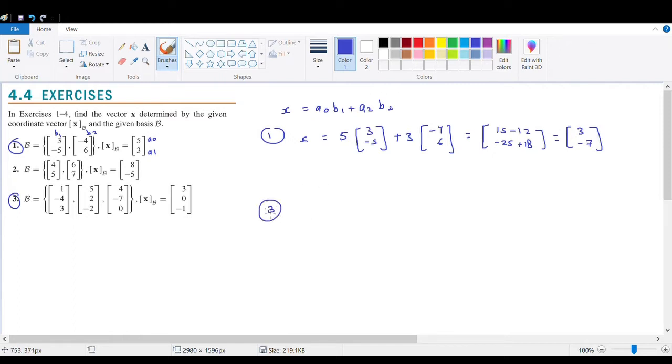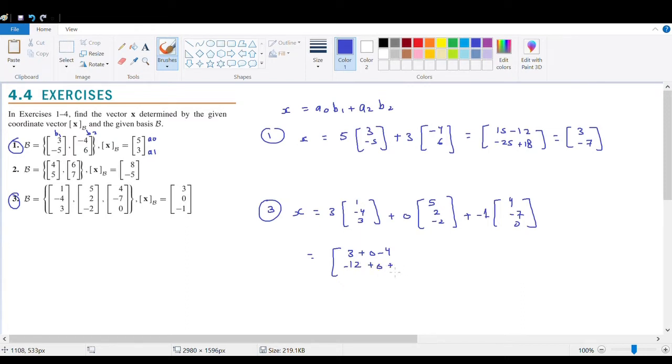Similarly for number 3, here we have a1, a2, a3. This is b1, b2, b3. So our x will be equal to 3 multiplied by the first vector (1, -4, 3) plus 0 multiplied by the second vector (5, 2, -2) plus minus 1 multiplied by the last vector (4, -7, 0). So now this will give us 3 plus 0 minus 4, then minus 12 plus 0 plus 7, then 9 plus 0, then minus 0.